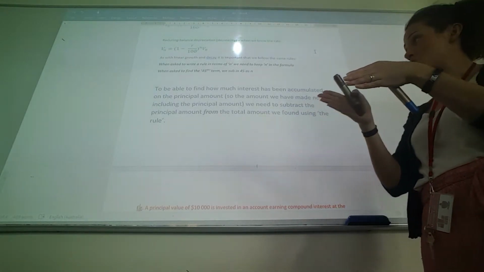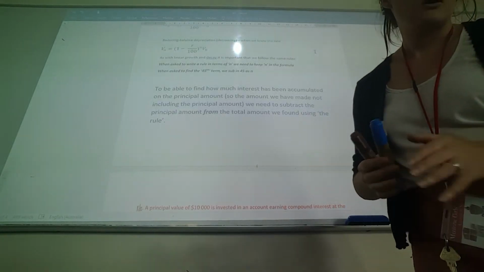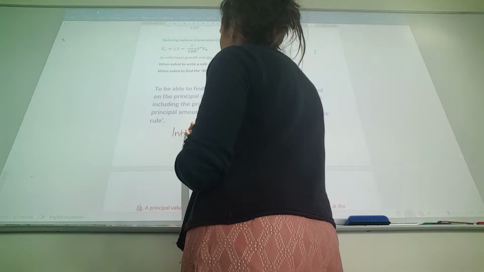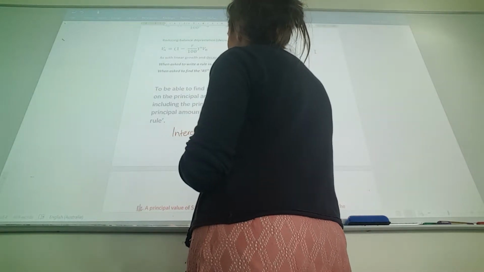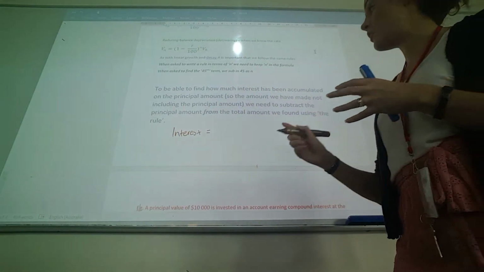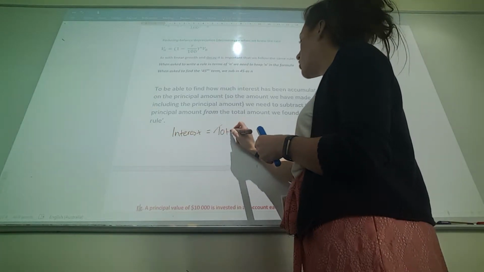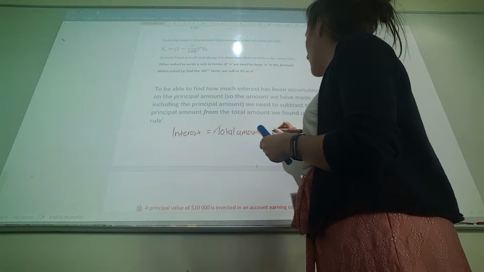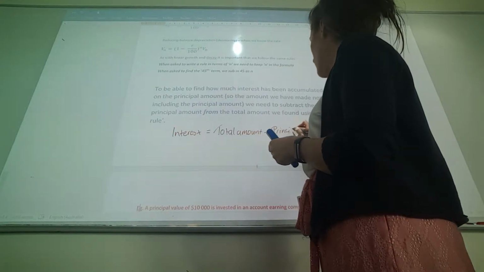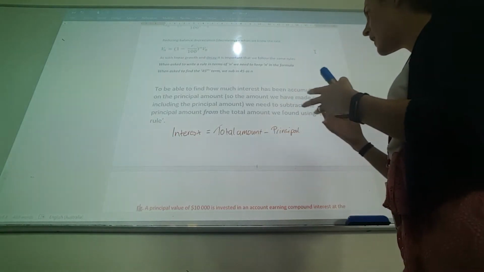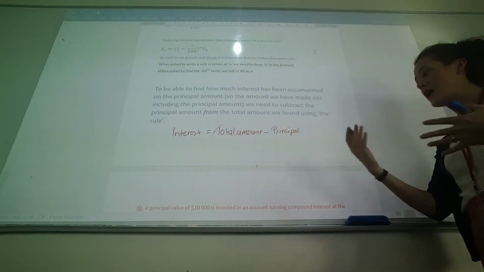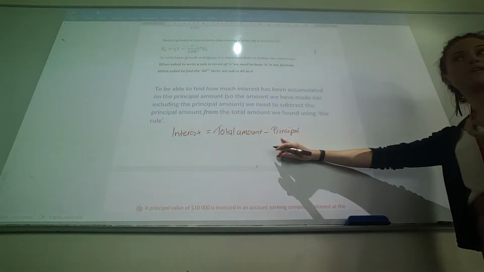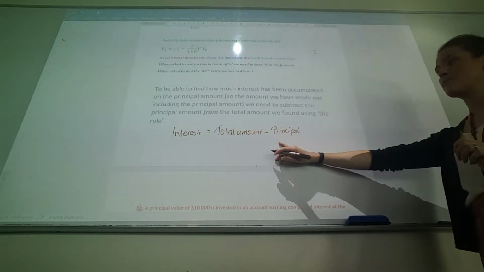So if we're asked to find interest, we need to do that little step there. If we're asked to find interest, just the amount of interest that's been earned, we've got the total amount, take away the principal. The total amount it's earned in however many years we're looking at, take away how much we originally put in the bank, or the investment, whatever we're talking about.